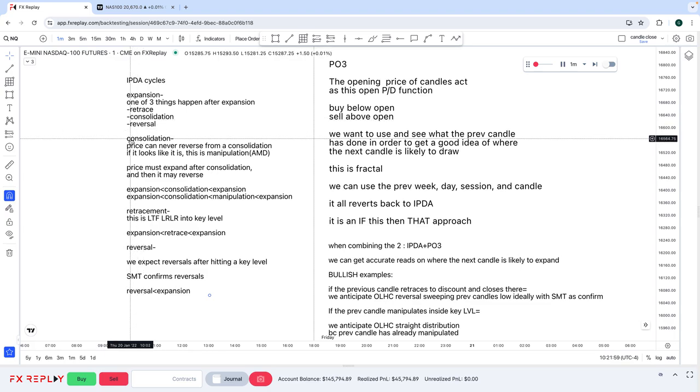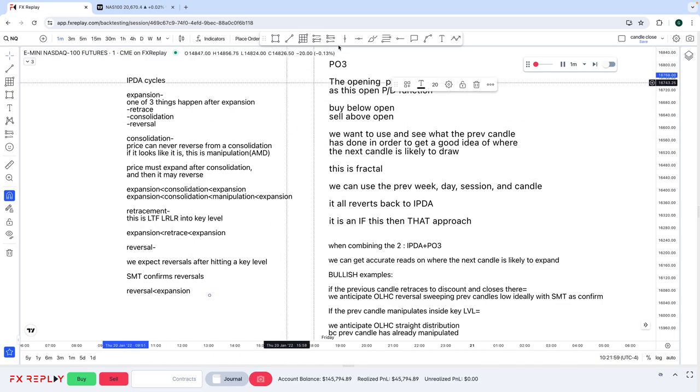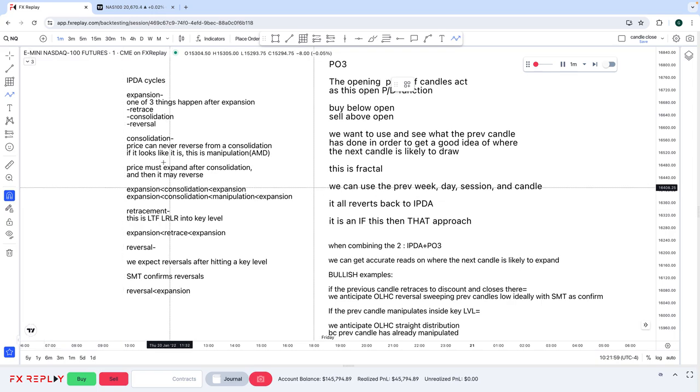And then after consolidation, price can never reverse from a consolidation. If it looks like it is, this is AMD. Expansion, consolidation, manipulation. So this is sometimes why we don't get AMD, because after consolidation, we expand. But if we manipulate, this is AMD because we can't reverse from the consolidation. So this is the manipulation.